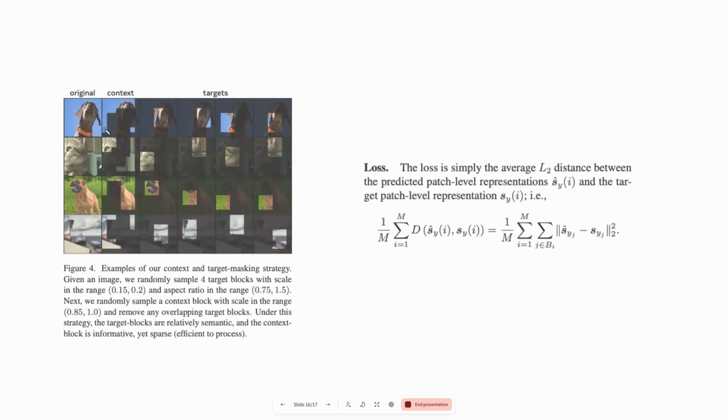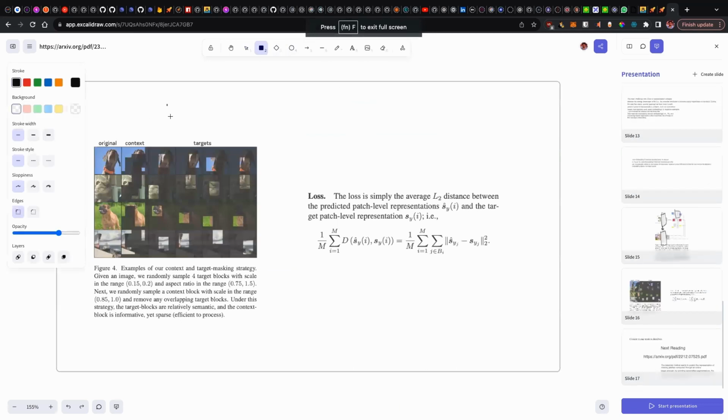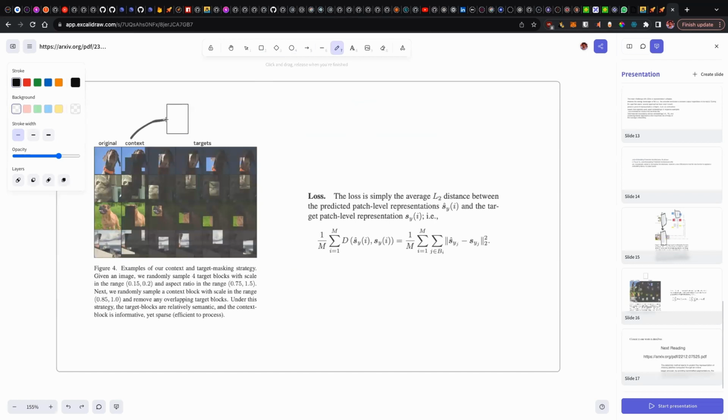And the loss is simply the average L2 distance between the predicted patch level representations and the target patch level representation. So they are taking the context, running it through the encoder. So this is kind of your encoder, right? So they're taking the context, running it through the encoder, getting the intermediate output, intermediate representation.